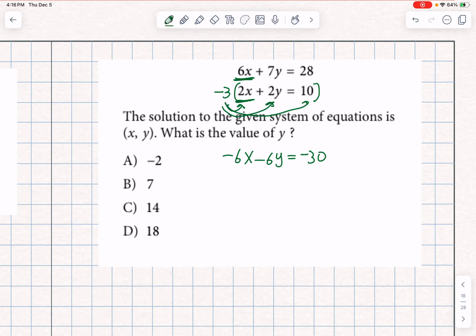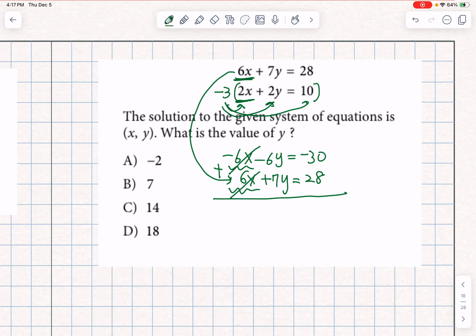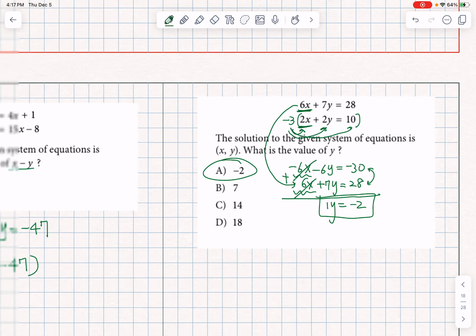And then the top one, I'm going to rewrite here: 6x plus 7y equals 28. You have negative 6x and 6x, the same number with a different sign. You can add them together. Then you eliminate negative 6x and 6x. And then negative 6y plus 7y becomes 1y, equals, when you add negative 30 with 28, negative 2. So the value of y will be negative 2. So you find the value of y as negative 2 directly by using the elimination method.